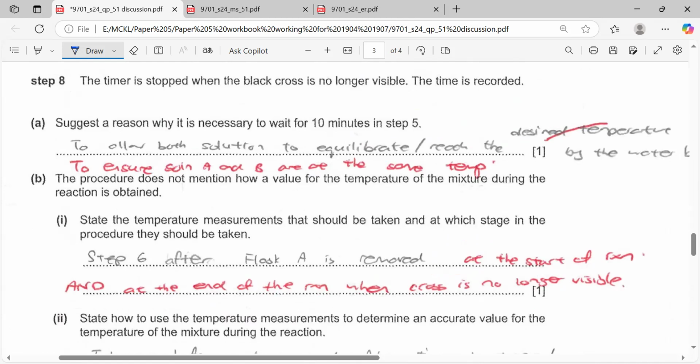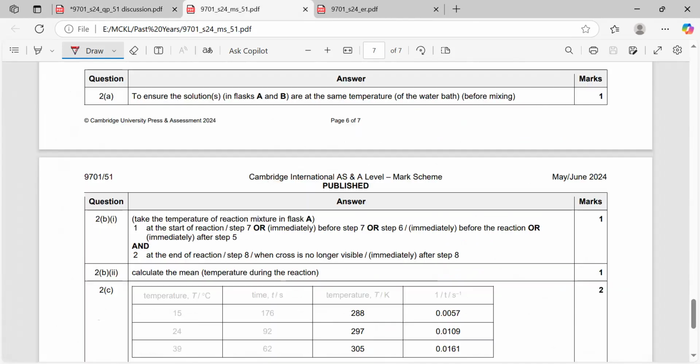Okay, so for me, I said that step 6, after flask A is removed, because the minute you remove it from the water bath and put it on the towel, you should take the thermometer reading. That was me. But the marking scheme, let's go to marking scheme 2B1: take the temperature of reaction mixture in flask A at the start of the reaction. I said in step 6, the minute you take it out, you take the reading. But that is before adding HCl. But if you look at the marking scheme, they say at the start of the reaction.